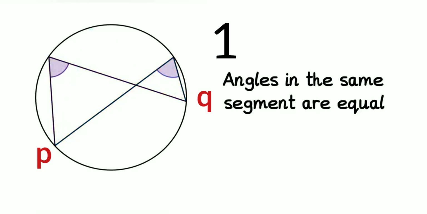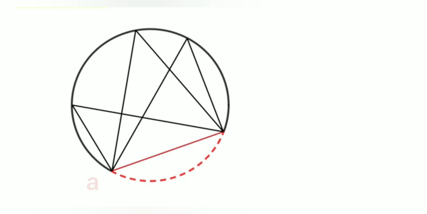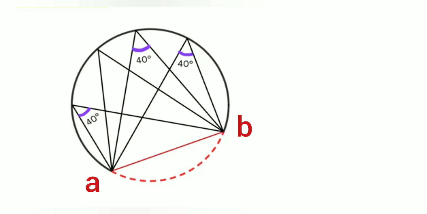So if I draw a chord BA somewhere else here, then the angle which is at P and at Q will still be the same. Even if the chord may be invisible like this, those angles will still remain the same. So if I draw a chord AB here, then all those angles subtended by AB will be the same. If one is 40, then all others are 40 degrees.